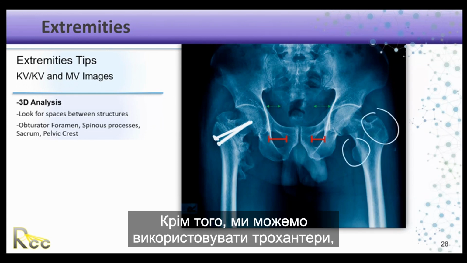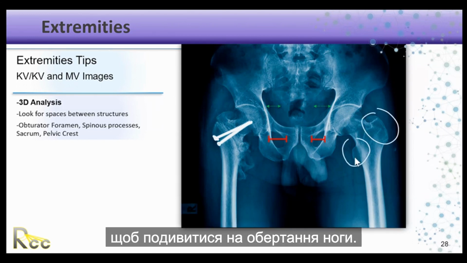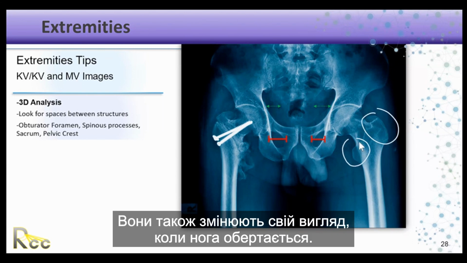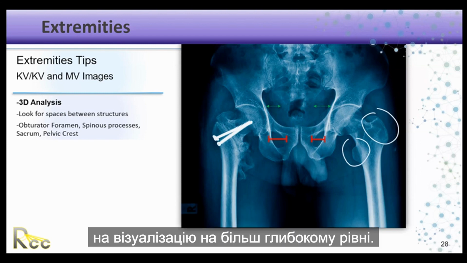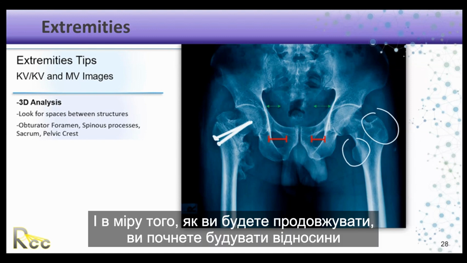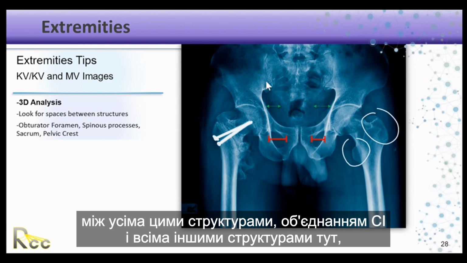Also, we can use the trochanters here to look at leg rotation. These also change in appearance as the leg is rolled. So these are good examples of how we can look at imaging on a deeper level. And as you continue, you'll begin to build relationships between all of these structures, the SI joint and all of these other structures here in the area.